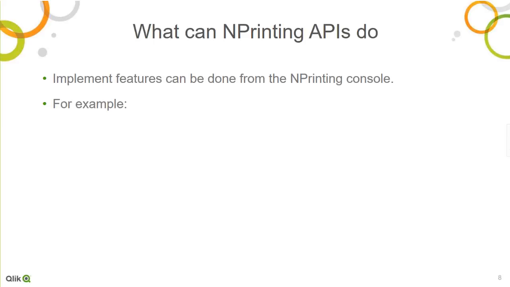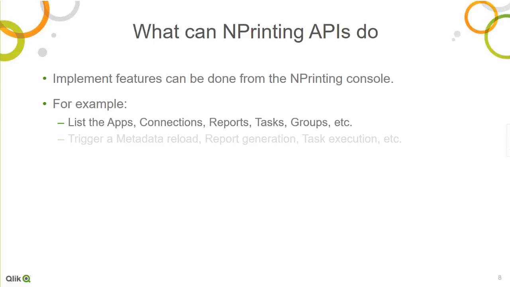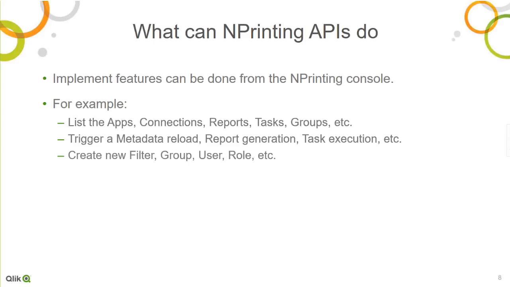Now let's look at what NPrinting APIs can do. The APIs enable you to implement most of the features that can be done from the NPrinting web console. For example, you can list apps, connections, reports, tasks, and so on. You can trigger metadata reload. You can trigger report generation, task execution, etc. Or you can even create new filters, group users, and roles using the APIs.